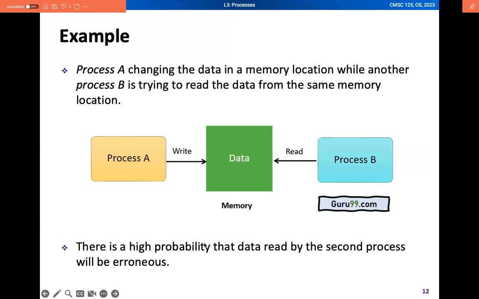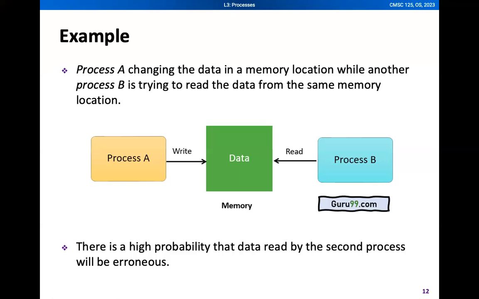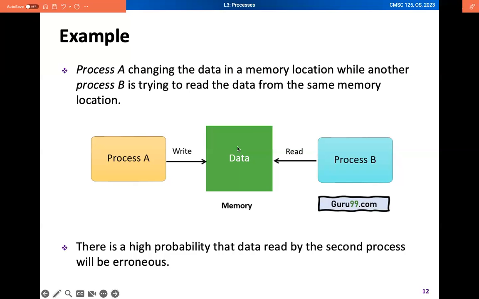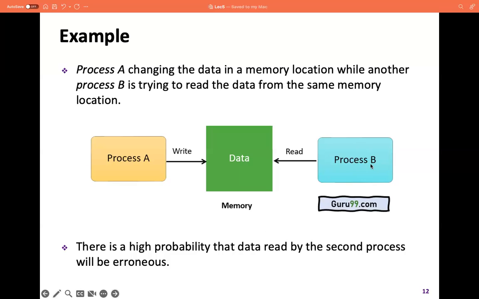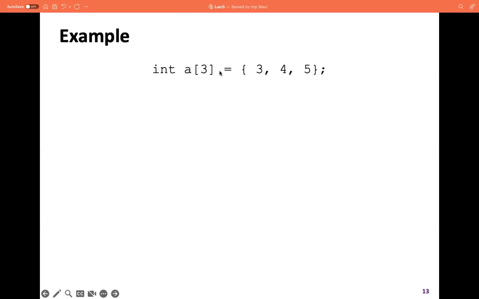So there is a high probability that the data read by the second process will be erroneous. For example, process B is trying to read the data, but process A has already replaced it with different data. Again, because of that, there is a high probability that the data read by this second process will be erroneous.